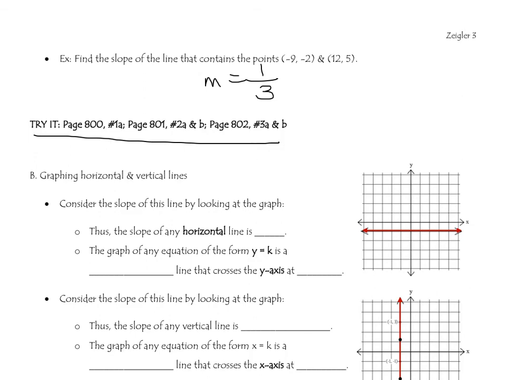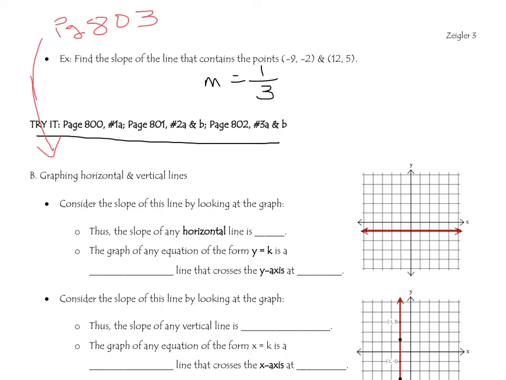But now let's go ahead and look at graphing horizontal and vertical lines, which start on page 803. So let me write that. Page 803. So consider the slope of this line that is on this graph over here.